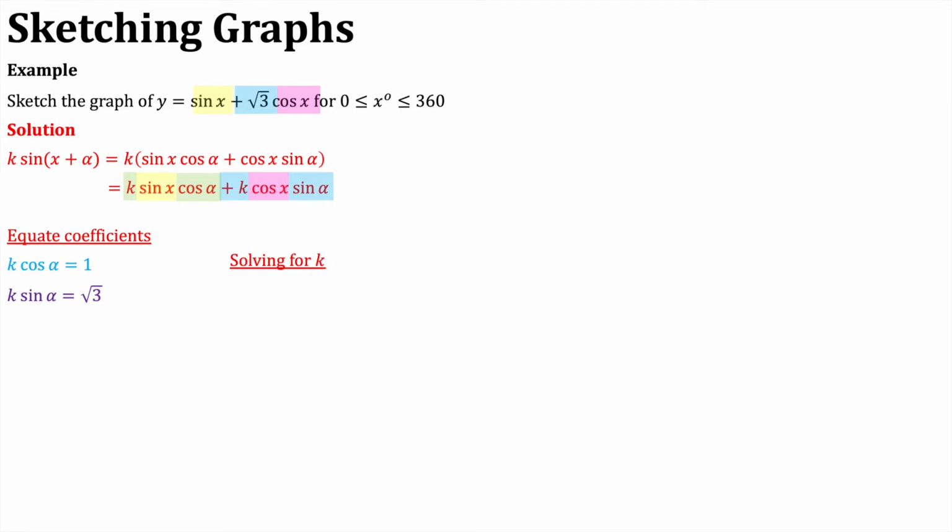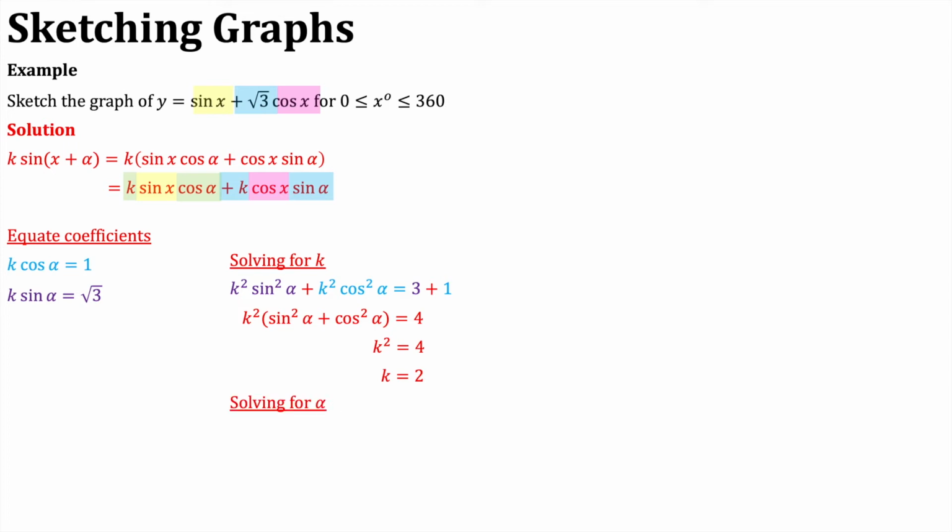Now, solving for k, I need to square each of these equations and then add them. So that will give me k squared sine squared of alpha plus k squared times cos squared of alpha is equal to 3 plus 1. On the left hand side I've got a common factor of k squared, and I can evaluate that sum on the right hand side. My sine squared alpha plus cos squared alpha is equal to 1, remember, so I can conclude there that k squared is equal to 4, and therefore k is equal to 2.